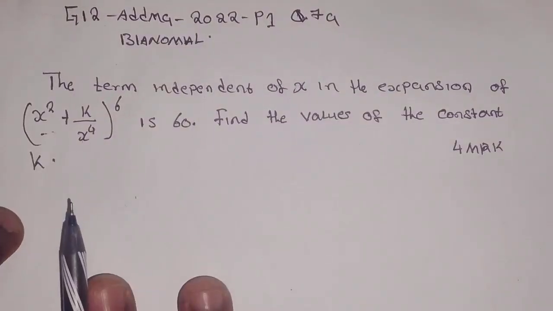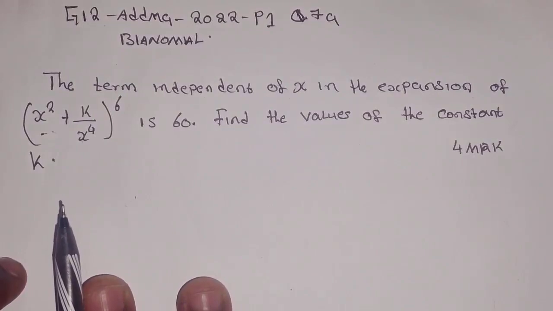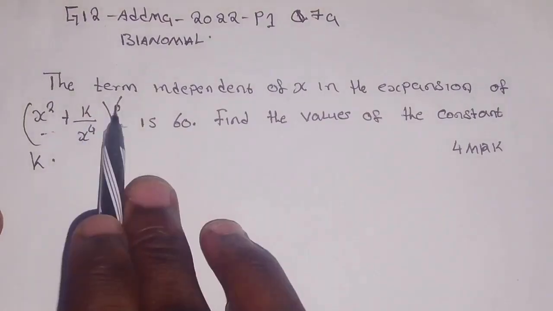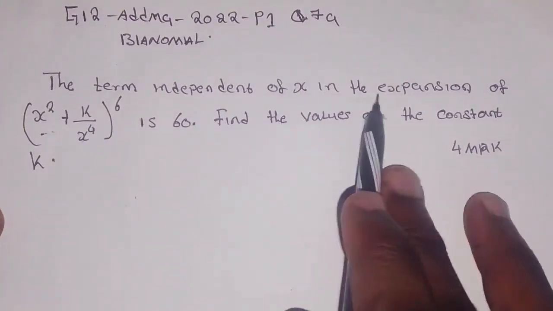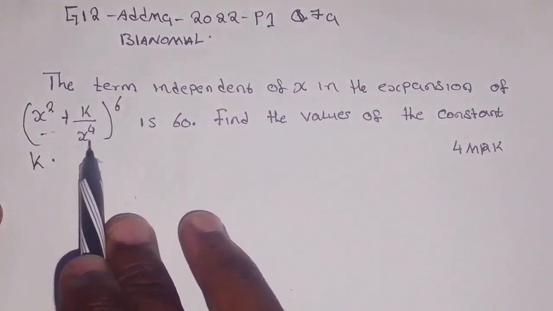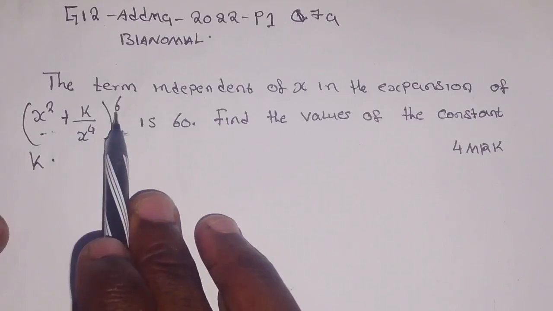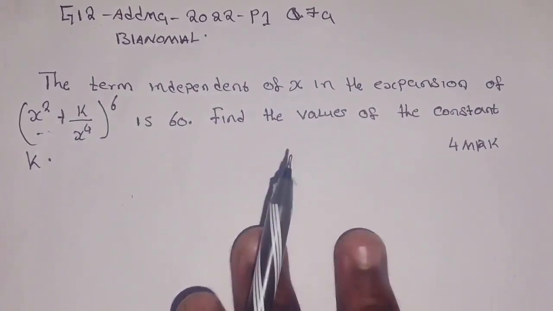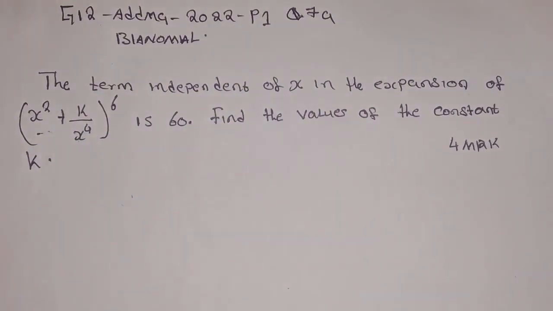Here is the 2022 Additional Mathematics, paper 1, question 7a, and the question reads: the term independent of x in the expansion of (x squared plus k over x to the power 4), all to the power 6, is 60. Find the value of the constant k.